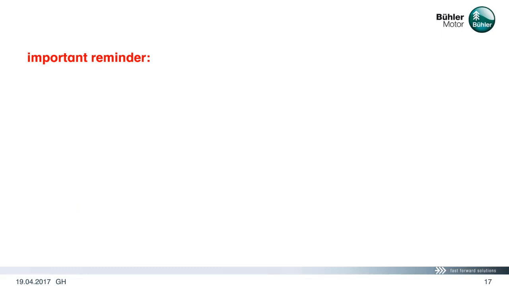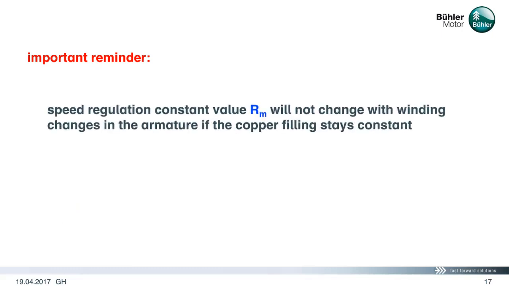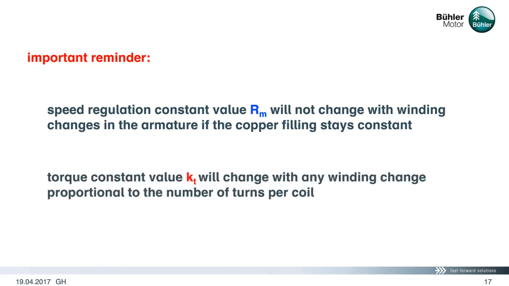An important reminder for all further considerations is that the speed regulation constant value Rm will not change with winding changes in the armature if the copper filling stays constant. Torque constant value Kt, on the other hand, will change with winding changes proportional to the number of turns per coil.